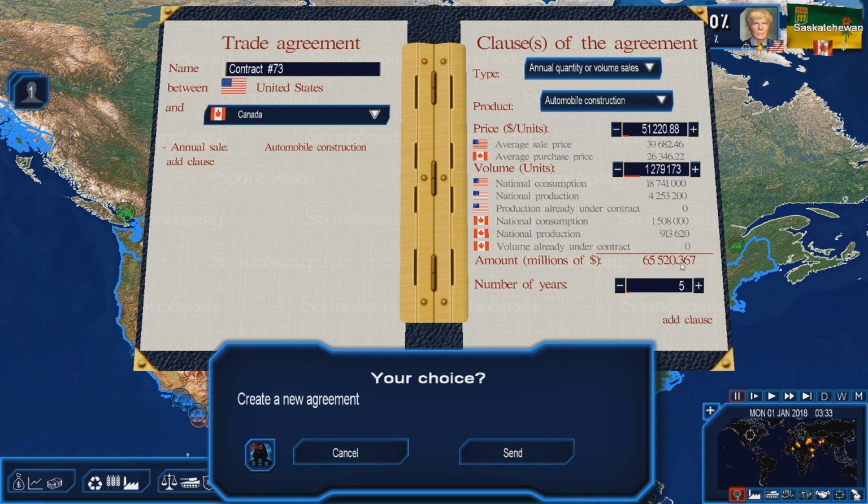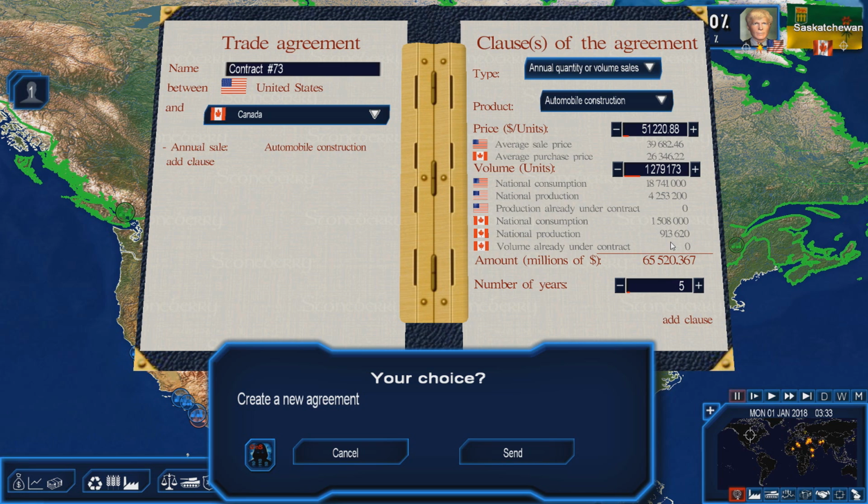I don't know exactly, but from what I know, this is the math right here. You're selling it for $51,000 for 1.2 million units of vehicles, and the profit is $11,000 each. So basically, your profit would be somewhere between 15 to 30 billion dollars.